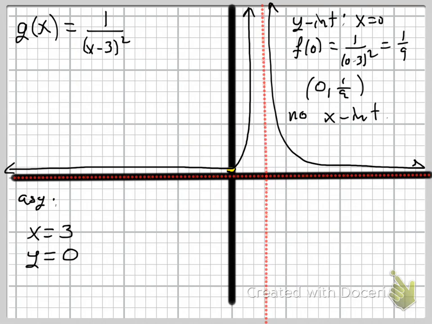Okay, let's do one more. H of x is going to be equal to 1 plus 2 over x plus 5.